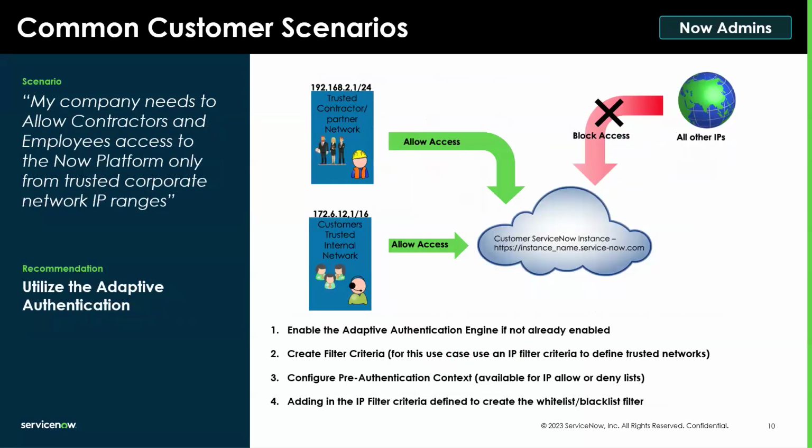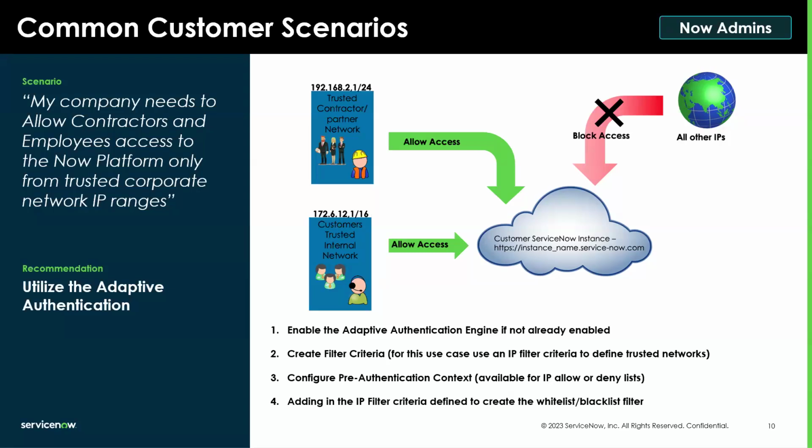All right, so let's move on to the next scenario. My company needs to allow contractors and employees access to the Now platform only from trusted corporate network IP ranges. How can we help with that? Yeah, that's a good one. I'll be honest with you, this gets to be a tougher and tougher use case as customers mature in how they're using the platform. But the benefit is the ability to leverage adaptive authentication in many ways. One of them being, I want to restrict the logins of anybody coming from untrusted network space.